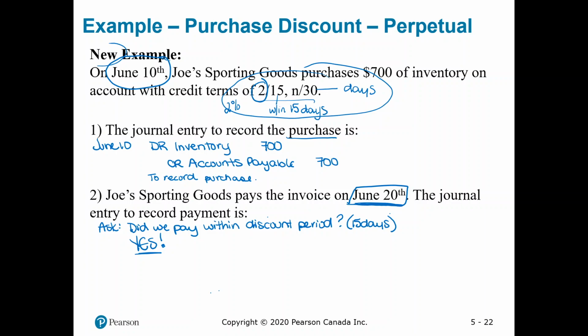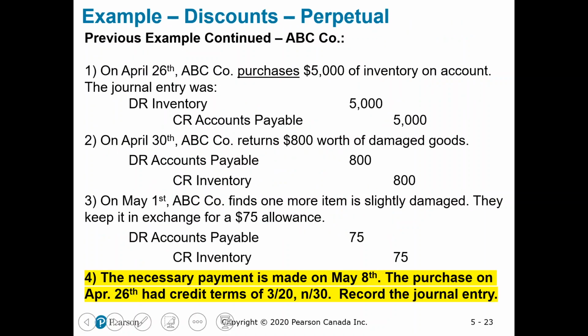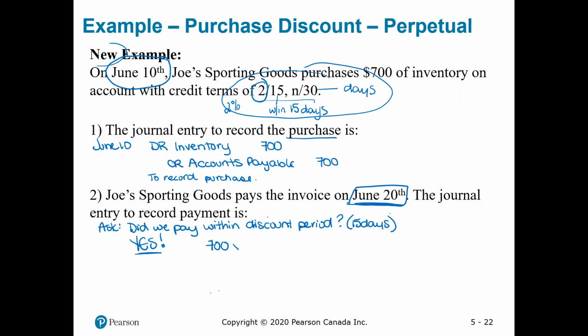So first we can calculate the discount amount that we're going to receive. So the invoice was $700, and we're going to multiply that by 2%. That is the discount that we get. 700 times 2% equals a $14 discount. Okay, so now we're paying off this invoice.